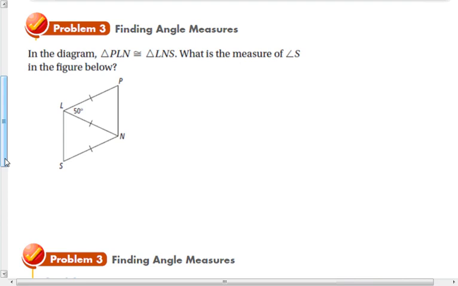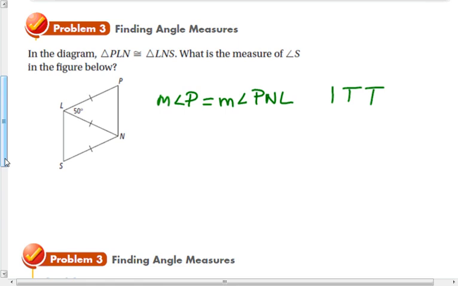All right, so in the diagram, triangle PLN is congruent to triangle LNS. What is the measure of angle S in the figure below? All right, what we're going to do is say that the measure of angle P equals the measure of angle PNL. And that is because of the isosceles triangle theorem. So we're just using that.